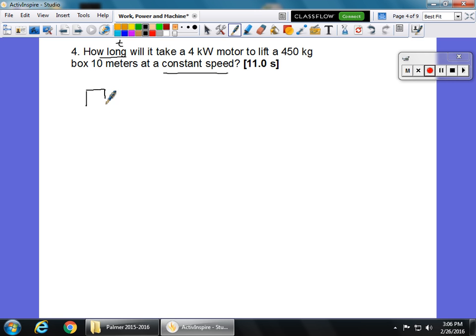Constant speed. If we're lifting at constant speed, that means this object is at equilibrium. The force in the upward and downward direction have to be constant. Our applied force is up, our gravity is down, so our applied force is going to be equal to the weight. So again, power is equal to work over time. If we're going to find time, that means we need to know power and work. So let's go back into our equation.